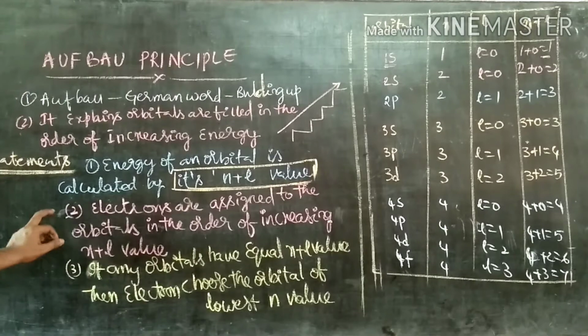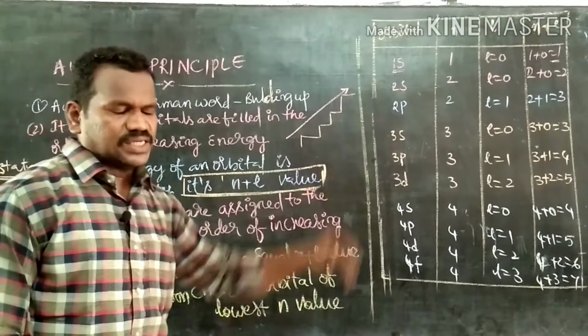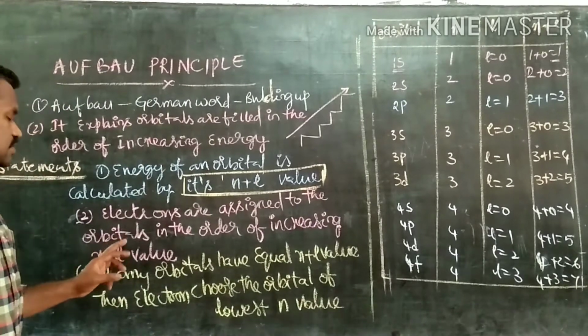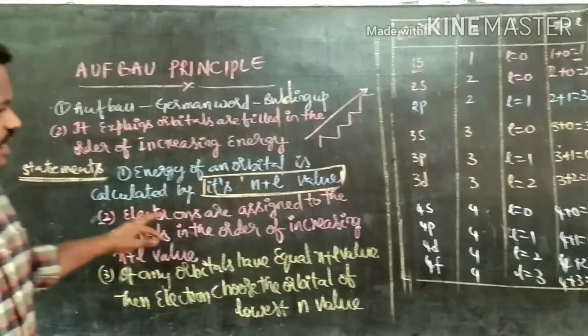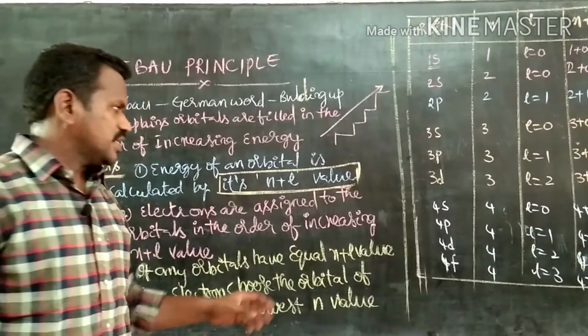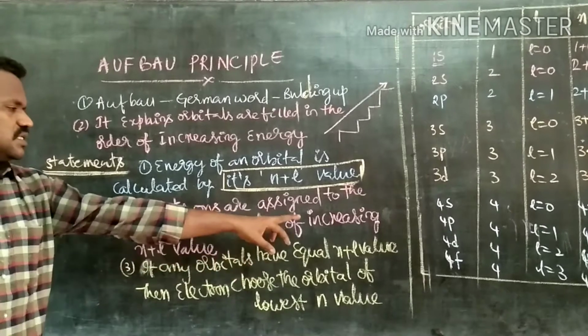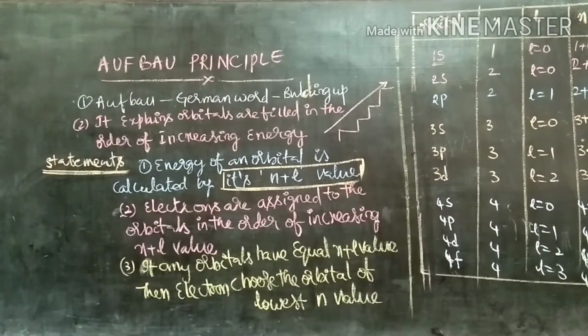Now let us come to statement 2. As per statement 1, we calculated the n plus l value and made the table. Let us consider statement 2. Electrons are assigned to the orbitals in the increasing order of n plus l value.